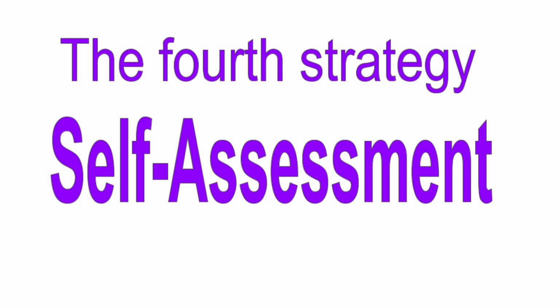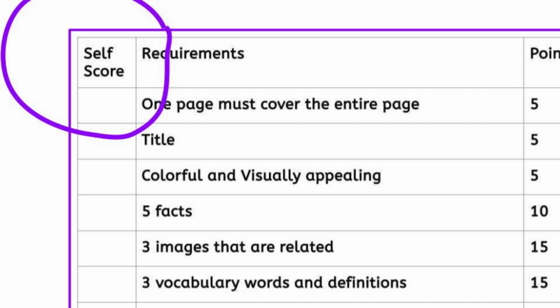Okay, now to the 4th strategy, student self-assessment. When students think about how they've done their work, they often give themselves better grades than the teacher would. Or if they're doing a peer, they seem to be a lot harder on the peer than they would be on themselves.